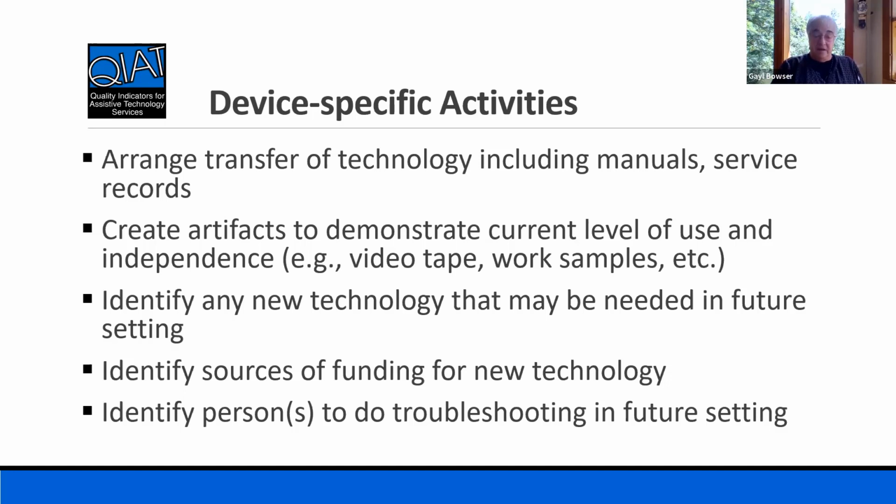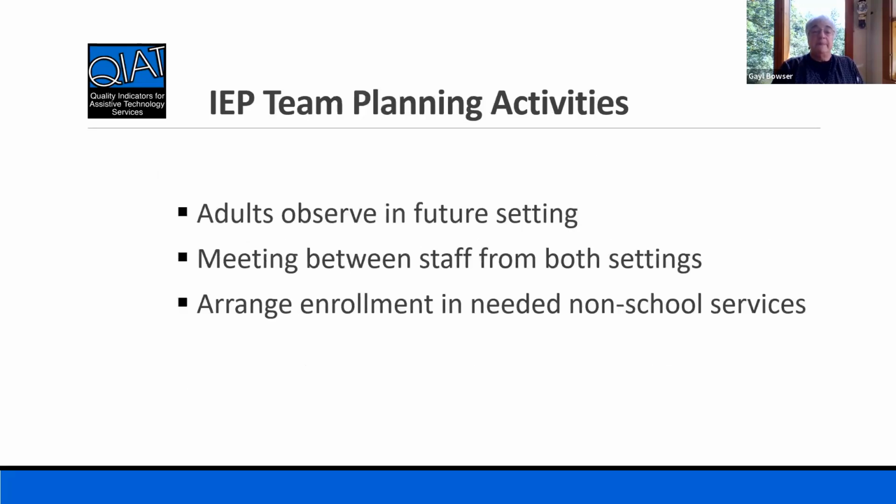The final item, again, gets back to that issue of advocacy and self-advocacy. We need to identify someone who understands how the student uses assistive technology in the initial environment and how that technology will be used or changed in the receiving environment.